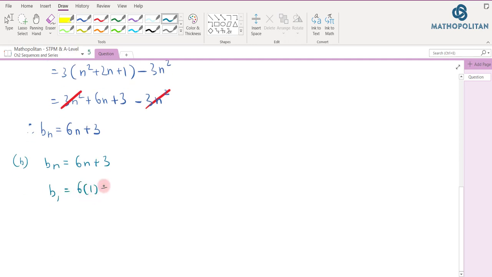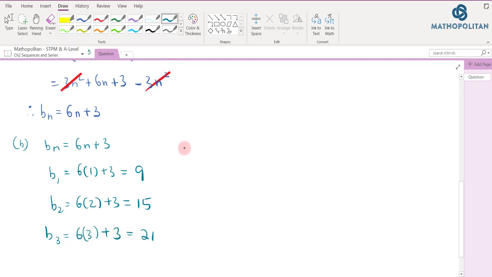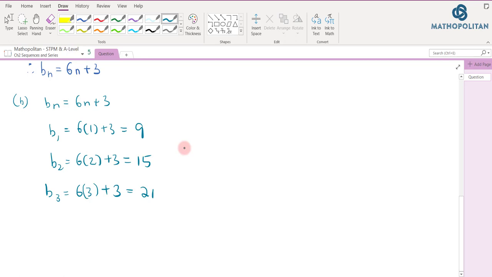B sub 1, the first term, will be 6 times 1 plus 3, which is 9, so this is the first term. The second term would be 6 times 2 plus 3, that would be 15. The third term will be 6 times 3 plus 3, which is 21. Okay, so in this case, how do we show that it is an arithmetic sequence?